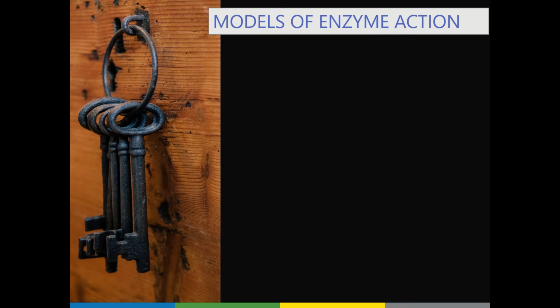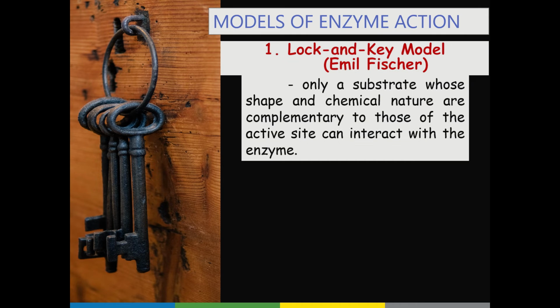To account for the highly specific way an enzyme recognizes a substrate and binds it to the active site, researchers have proposed several models. The simplest of these models is the lock and key model, which was proposed by Emil Fischer.